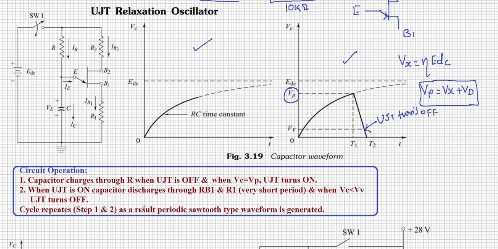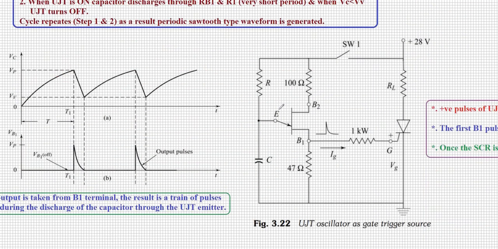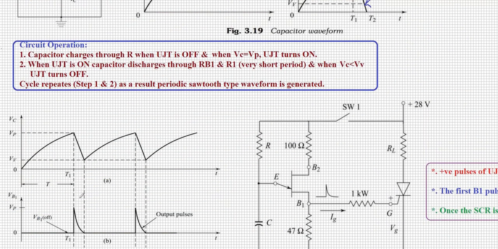So when it turns off, there is an opportunity for the capacitor to charge again, right? In this way, the cycle repeats. Step 1 and step 2 continuously happen. As a result, a periodic sawtooth type waveform is generated. This type of waveform will be generated, you may observe in this graph. So the train of sawtooth wave, charging and discharging happens, and it is going to be repeated.